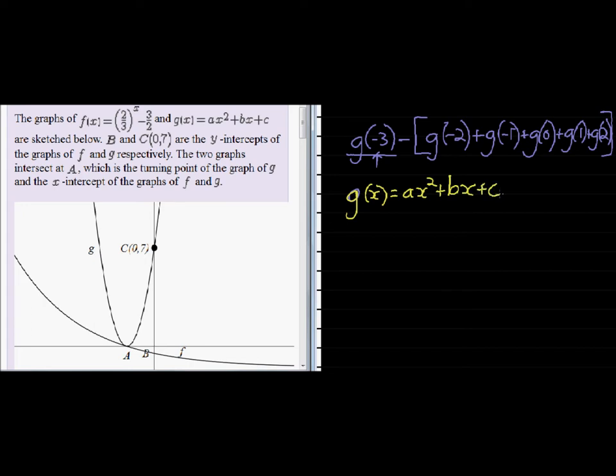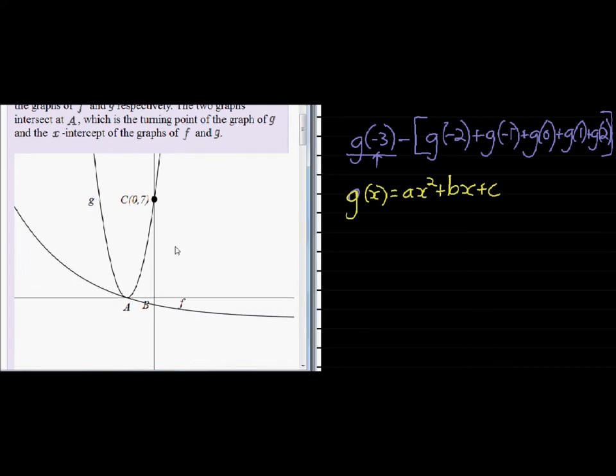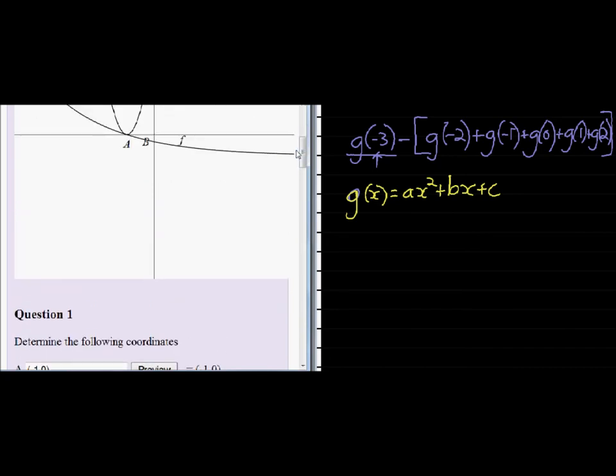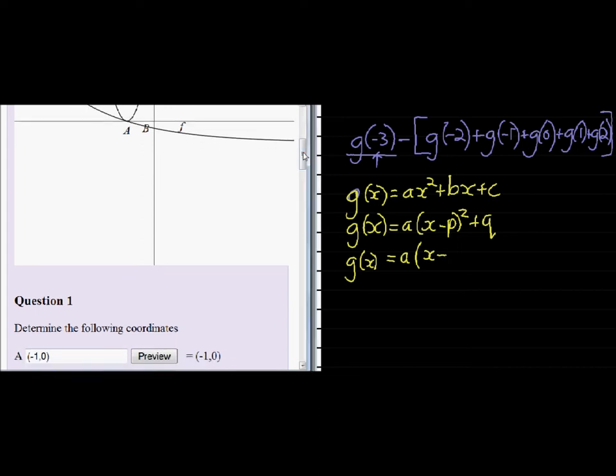Now, since we are given the turning point, remember we calculated the coordinates of A, that's the turning point. We calculated it as negative 1, 0. It's going to be easier to use this method: g(x) is equal to a(x minus p) squared plus q. Because we already have p and q. x minus p is now x plus 1. That is my p, and that is my q. p is negative 1, so negative negative 1 is positive 1, squared, plus q which is equal to 0.